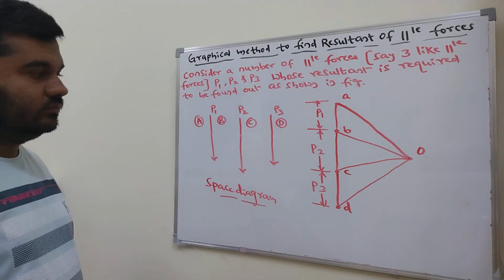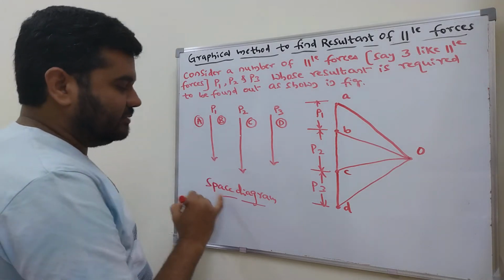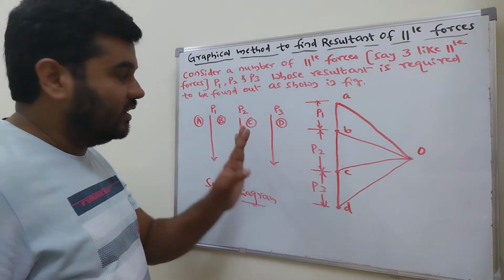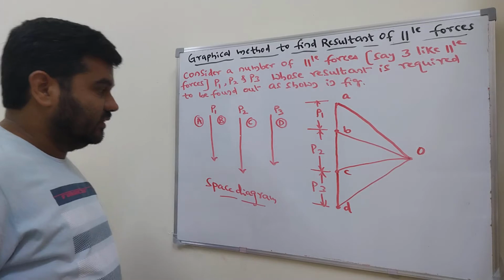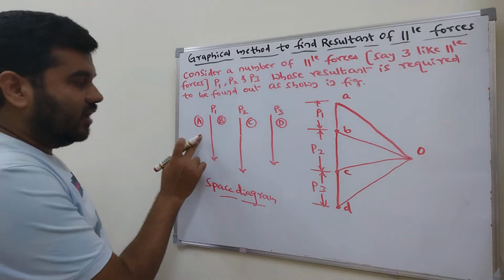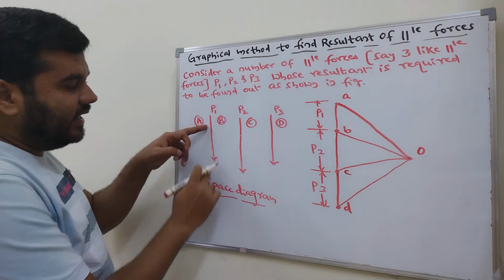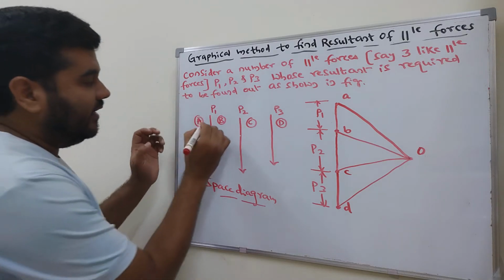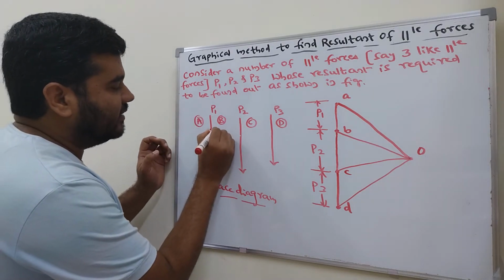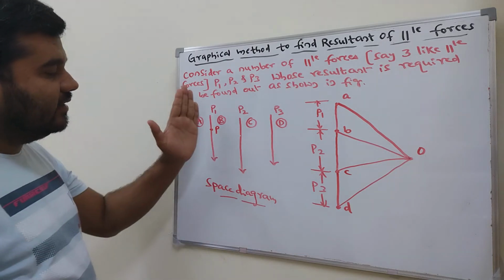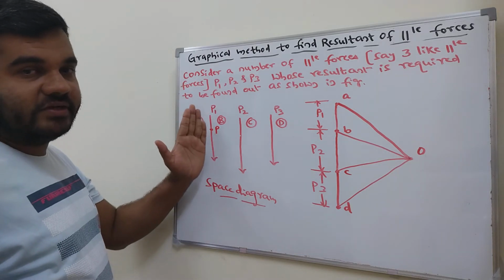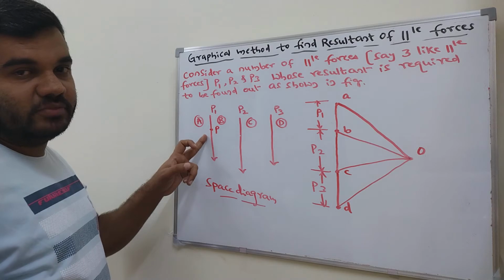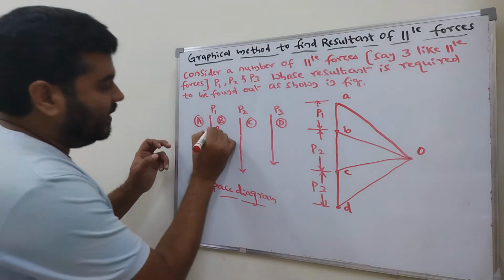Okay. Now come to the space diagram. After finishing this, come to the space diagram. Start with P1. Select anywhere on the line of action of P1 a point P. You need to select anywhere on the line of action of the force P.